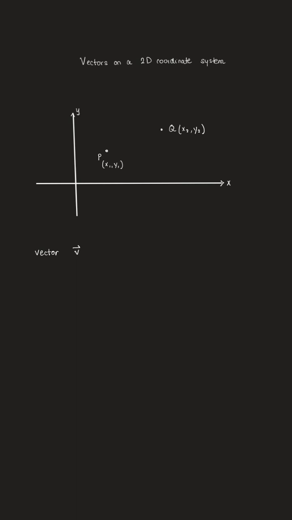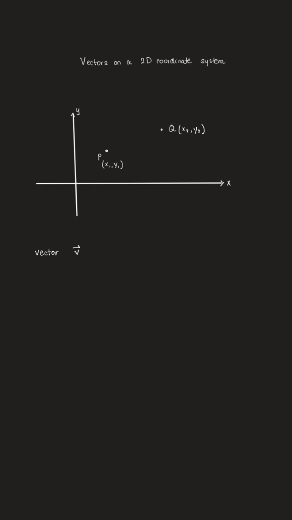So we've talked about vectors, introduced them as objects that have both magnitude and direction. And we've also discussed scalar multiplication and addition and subtraction of vectors. Let's position vectors onto a 2D coordinate system, and then we will talk about addition and subtraction in this context.